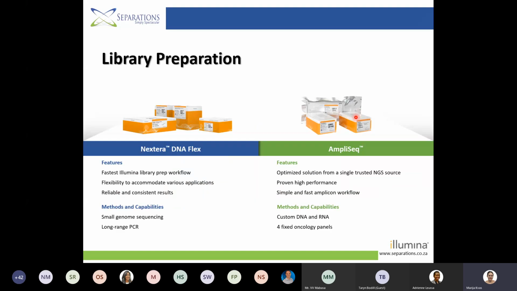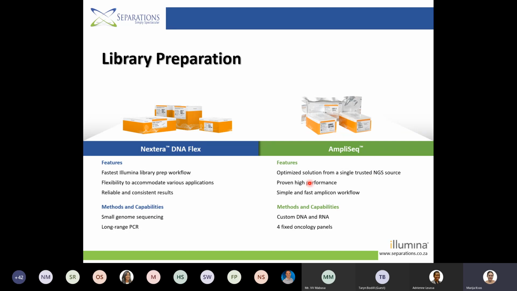So when it comes to library prep and iSeq, I think the perfect fit for library preps with the iSeq would be Nextera DNA Flex, but also the AmpliSeq range of products. So when it comes to Nextera Flex, this is the fastest Illumina prep that is available out there, and it's very flexible, and it produces reliable and consistent results. When it comes to AmpliSeq, it has obviously proven high performance, and it's a simple and fast amplicon workflow.